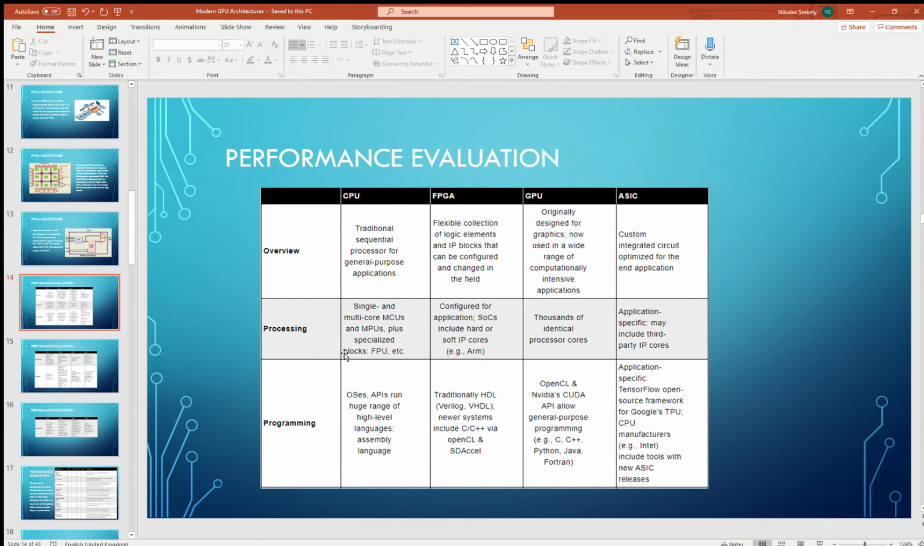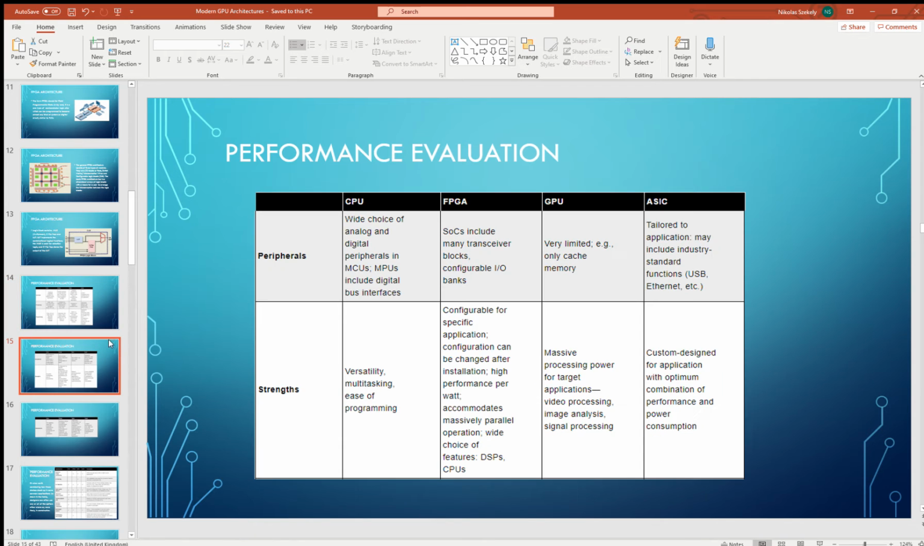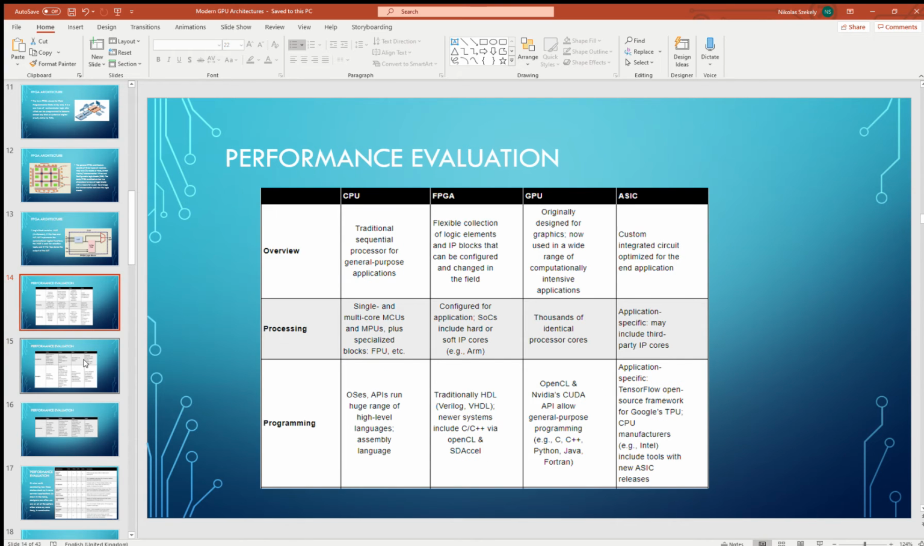Processing-wise, the CPU is a single and multi-core MCU and MPU plus specialized blocks. The FPGA is configured for an application. SoCs include hard or soft IP cores, and the GPU includes thousands of identical processor cores. And the DSPs, as mentioned, are application specific and may include third-party IP cores. There is more of a performance evaluation, which will be explained more thoroughly in the report, but for now I have just done a small table.